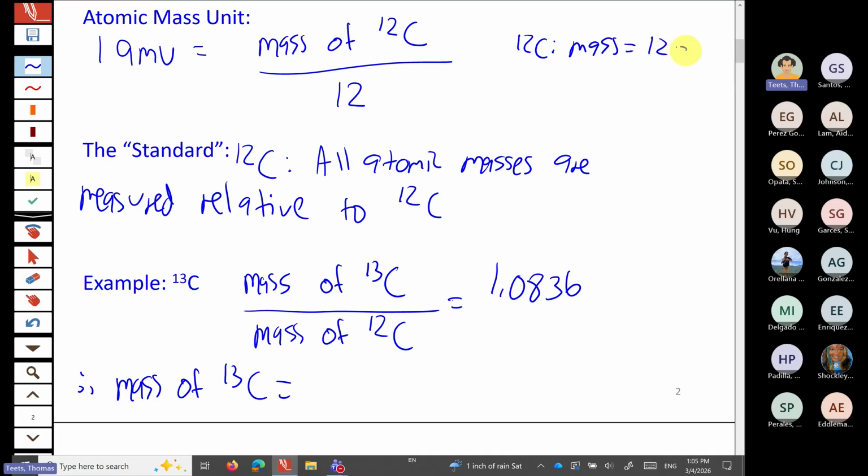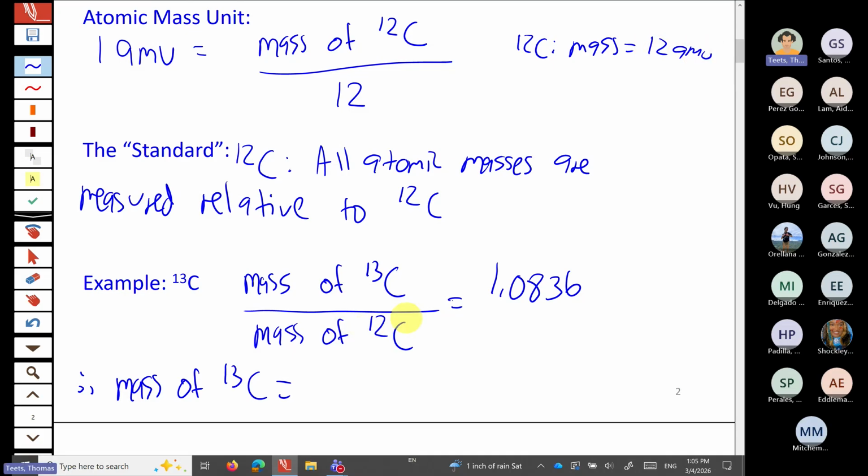The mass of carbon-12 is set to be exactly 12 AMU. And so using this ratio, the mass of carbon-13 would just be 13.0032 AMU. Now you notice, though, it's not exactly 13. It's not exactly equal to the mass number, which is 13. So the question is, why is it a little bit different?